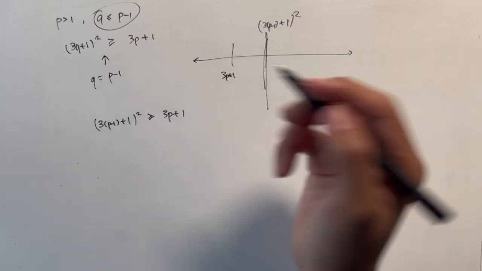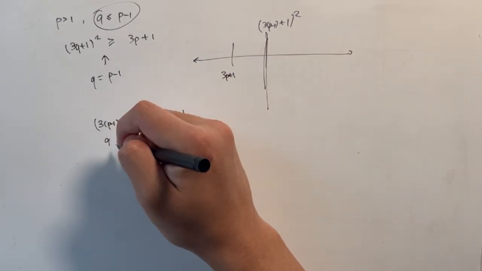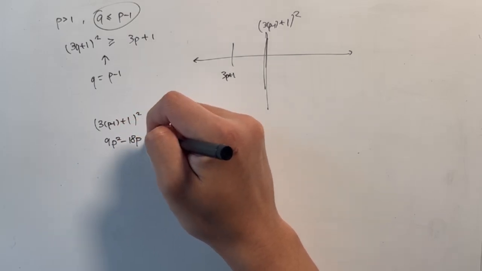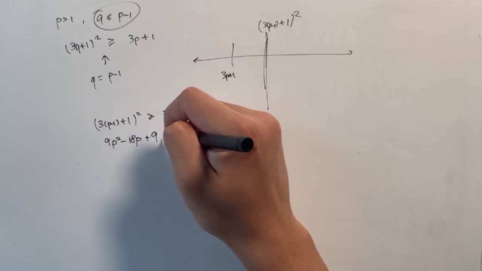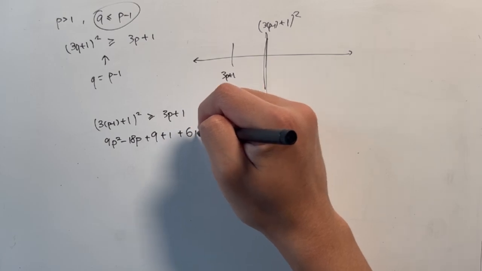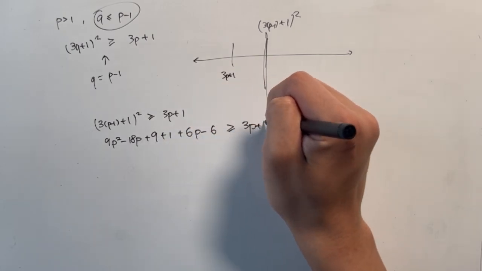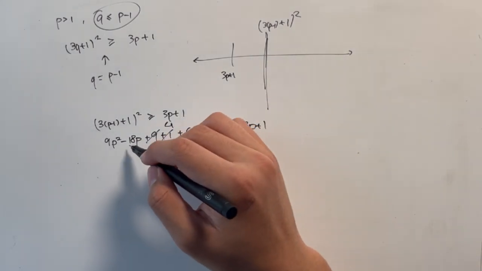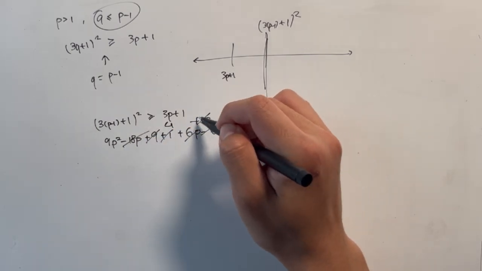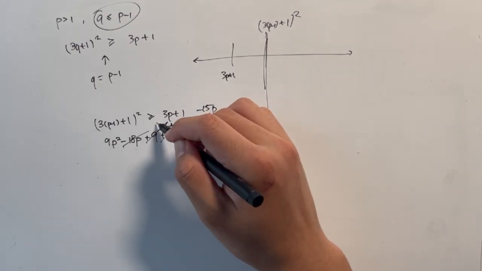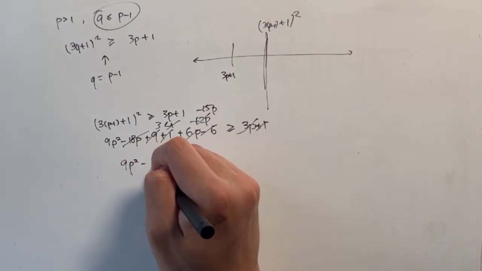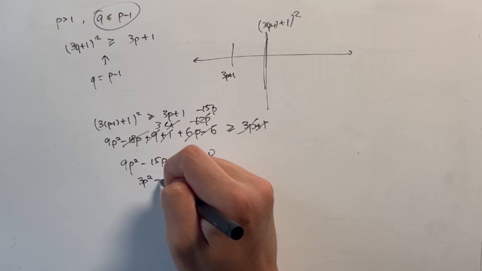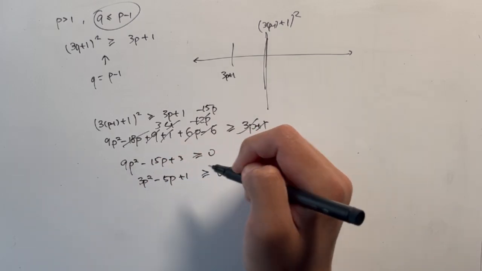And again, it's pure algebra. You can skip this part if you want to. We get 9p squared minus 18p plus 9 plus 1 plus 6p minus 6 is greater than or equal to 3p plus 1. And so we can cancel some stuff out here. This results in negative 12p, negative 15p, and a constant 3. So we get 9p squared minus 15p plus 3 is greater than or equal to 0, which, if we divide by 3, is 3p squared minus 5p plus 1 is greater than or equal to 0.